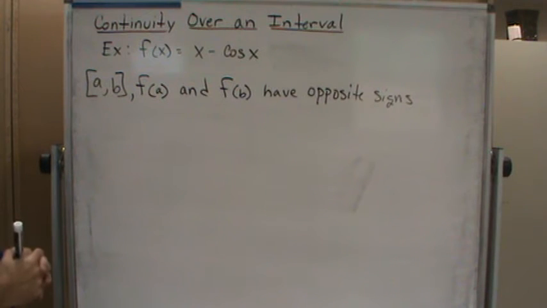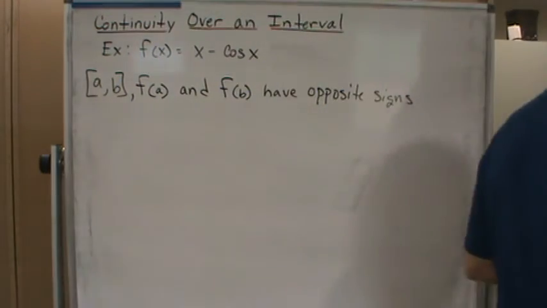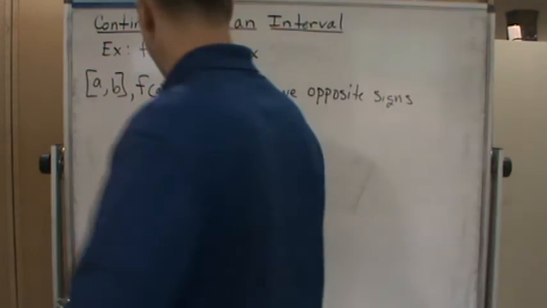Well, how do we do that? Well, we just have to look at the function and pick some good numbers where f of a and f of b are going to have opposite signs. Okay? So let's just pick some points. Some easy ones to deal with, right?